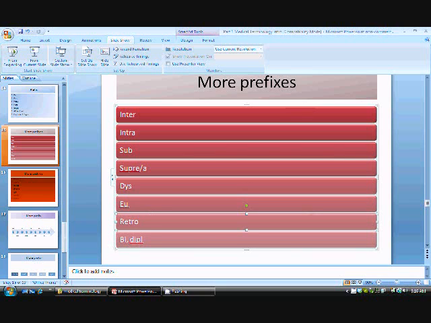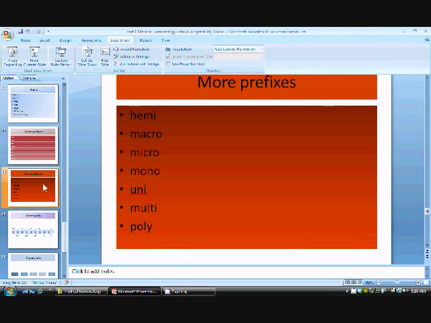And then here are some numbered terms. Bi or di, this is two. This is specifically two. Let's go to the next one here. Oh wow, we're already at slide 16. That means you're almost done.